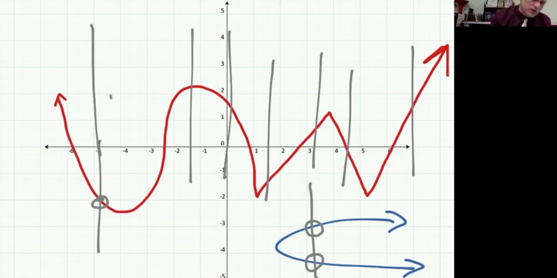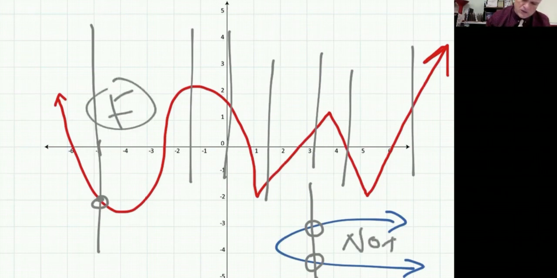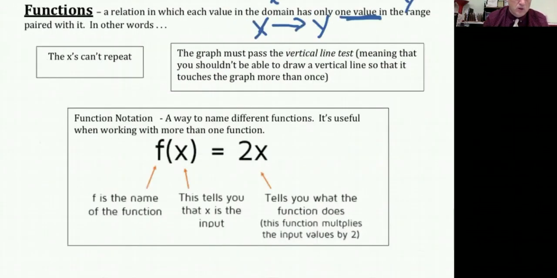So this one up here, function. This one right here, not a function. Okay, so if we look back here now, graph passes vertical line tests. You're not able to draw a vertical line so it touches the graph more than once. Okay, we just looked at that.